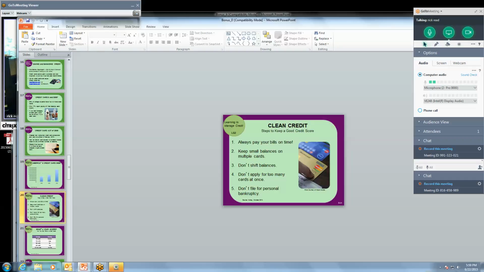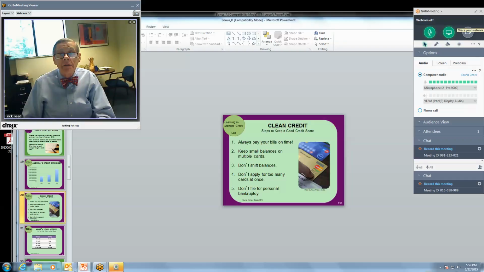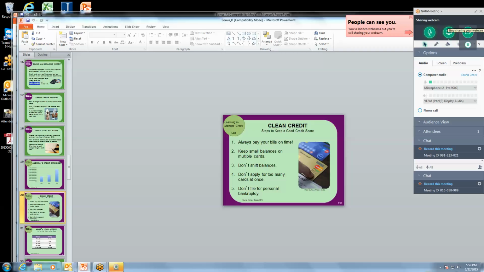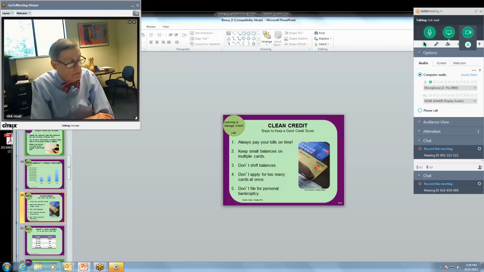This just repeats some of what I've said. Pay your bill on time. Don't shift balances around. I know you can get some good deals on that, but that's going to come back to haunt you, especially if you have balances. Don't apply for too many cards at one time, and don't terminate your card, because that can cause your credit rating to go negative, even when you have good credit with that credit card company. I can't explain that. I just know that that's a fact of life. It's not something that happened to me, but I know about it.